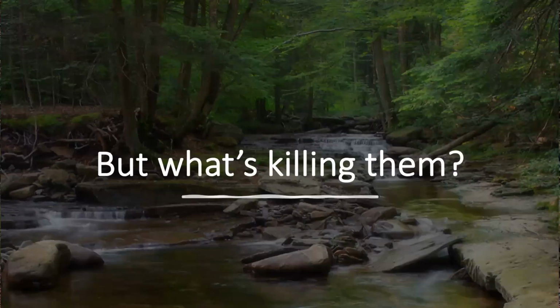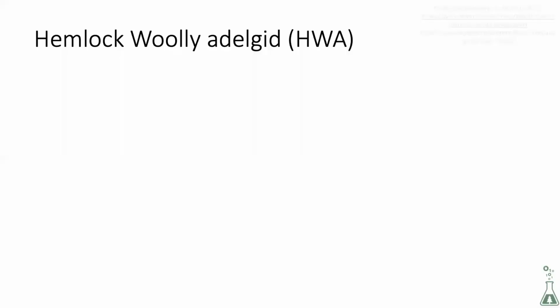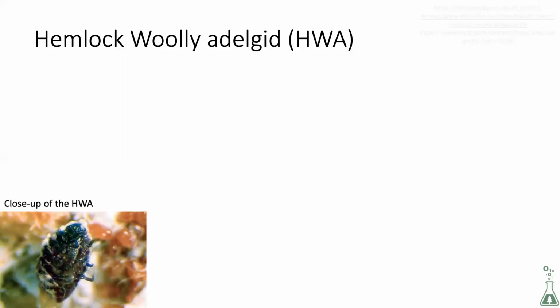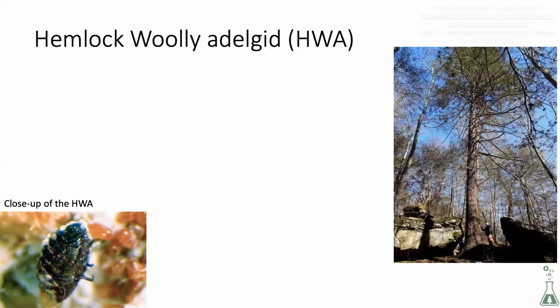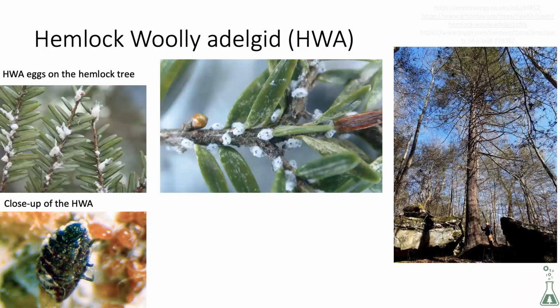But what's killing them? The hemlock woolly adelgid was introduced in North America in the 1920s. The hemlock woolly adelgid is a sap-feeding insect that is closely related to aphids. The insect feeds on and kills all sizes and age classes of hemlock, usually within 5 to 10 years. They produce eggs on the lower half of the needles, which are covered in a white woolly coating. The pulvinus or cuticle is where the hemlock woolly adelgid attacks the hemlock.